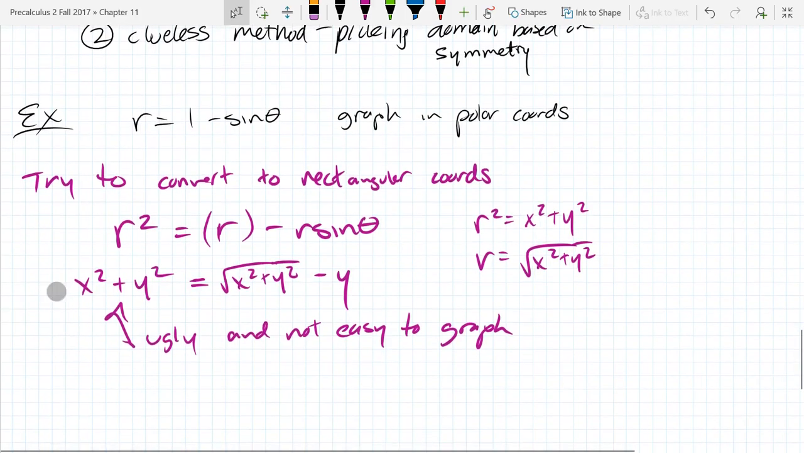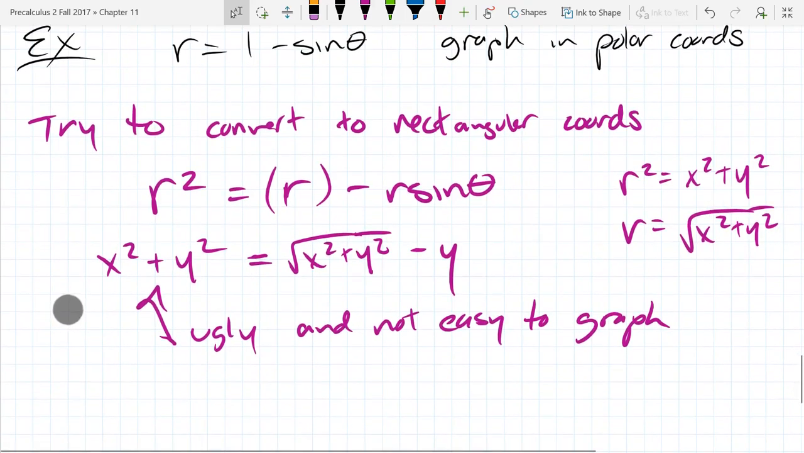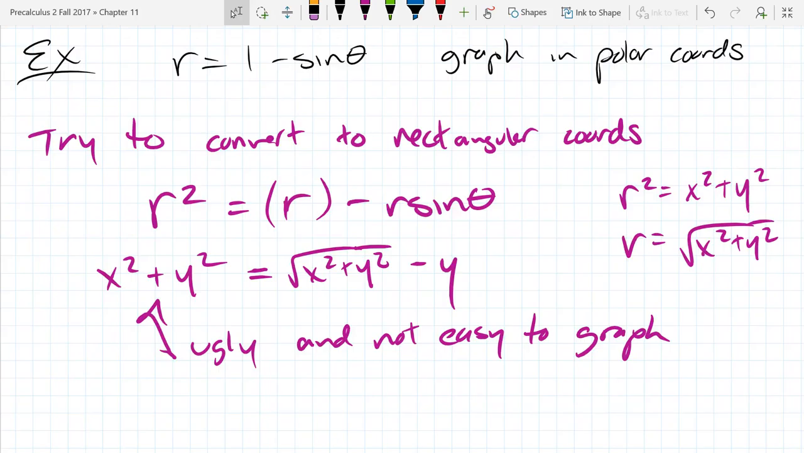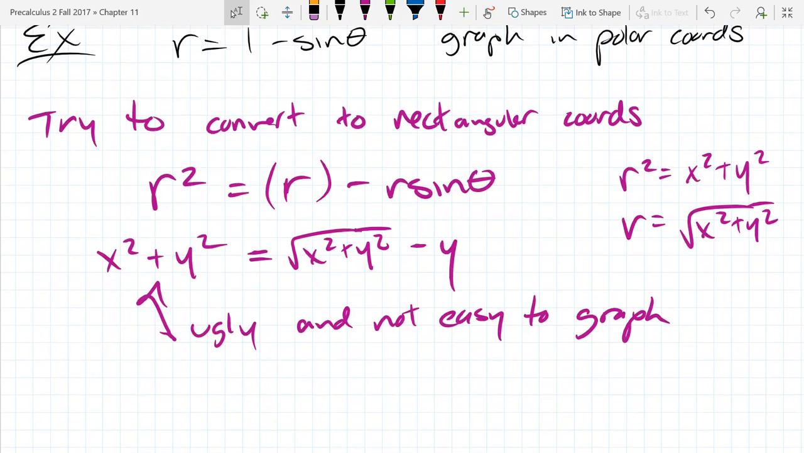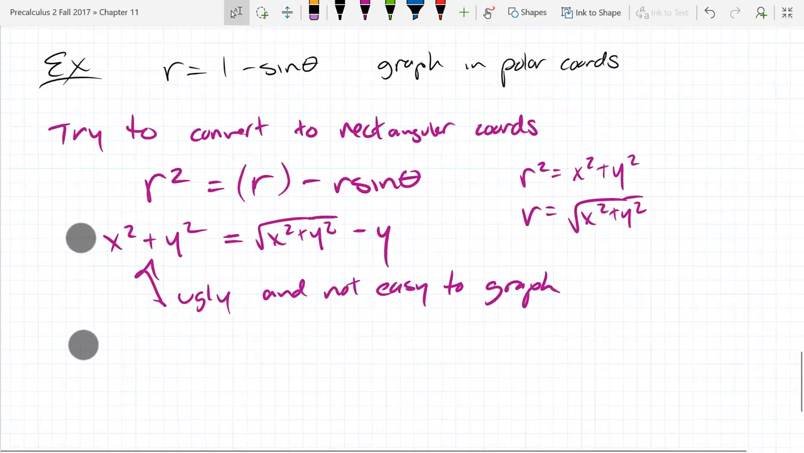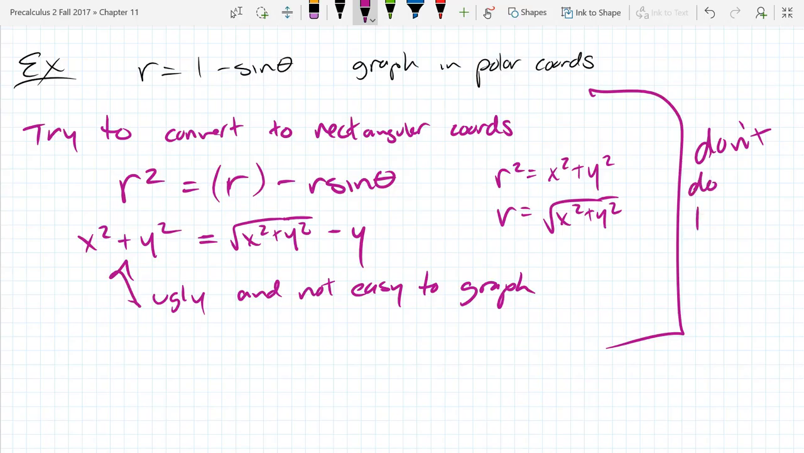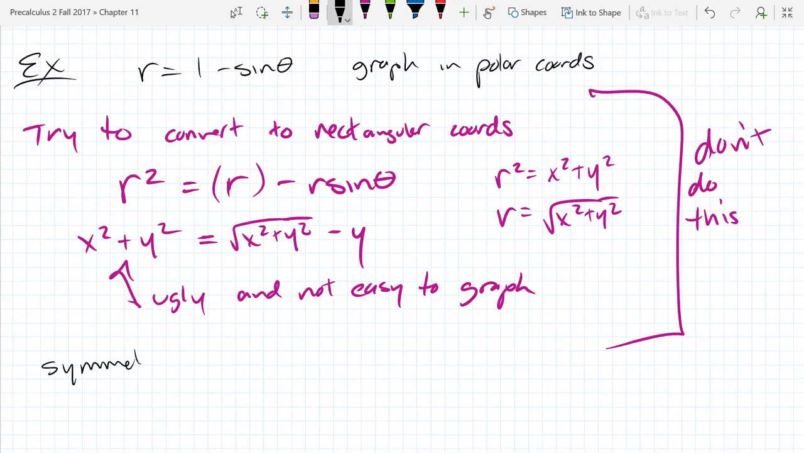So some polar equations convert really nicely. We looked at all those last week. There are some other ones that convert nicely, but most of them look like what we saw last week. This is what happens when you convert an equation that should not be converted. You can always convert them, but you get something that is going to be difficult to graph. Desmos can graph this if you ask Desmos to graph an equation. But let's go ahead and graph this instead in polars. All right, so don't do this. So we're going to graph in polar coordinates.